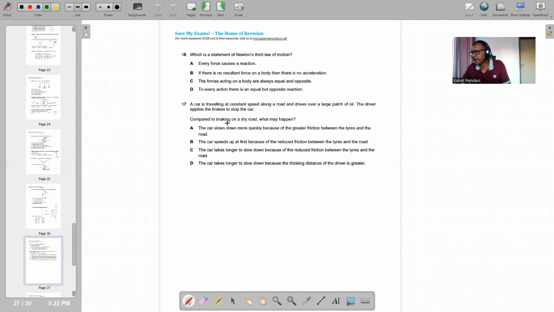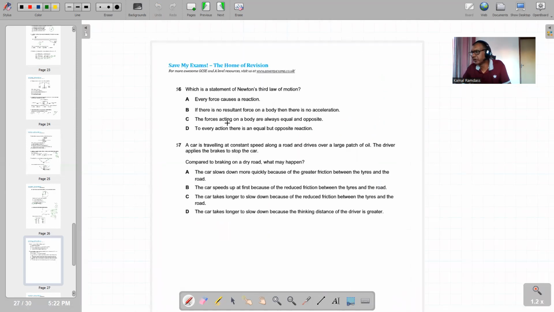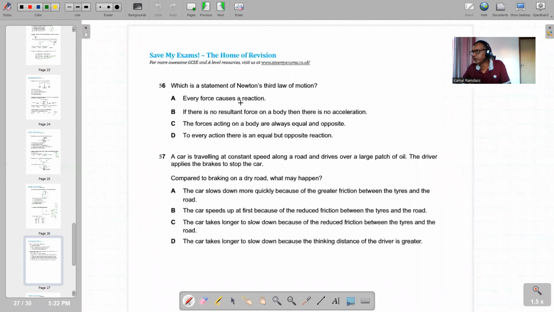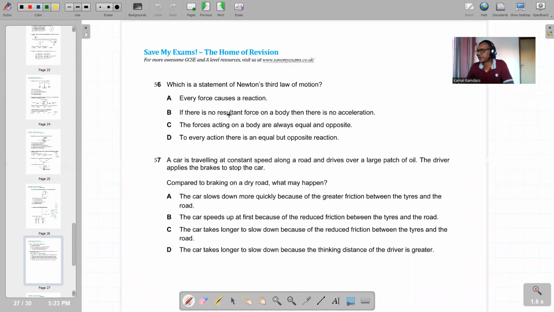Which is a statement of Newton's third law of motion? Every force causes a reaction. If there is no resultant force on a body, there is no acceleration. That's Newton's second law. The forces acting on the body are always equal and opposite. No. Action and reaction forces act on different bodies. They are equal and opposite, but they act on different bodies.